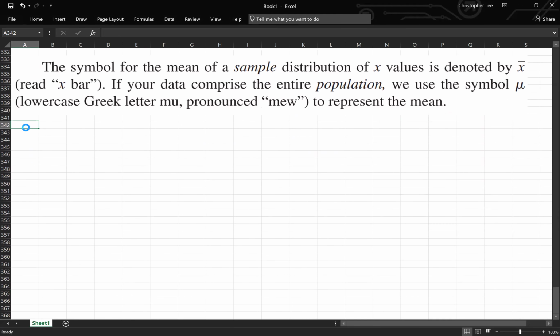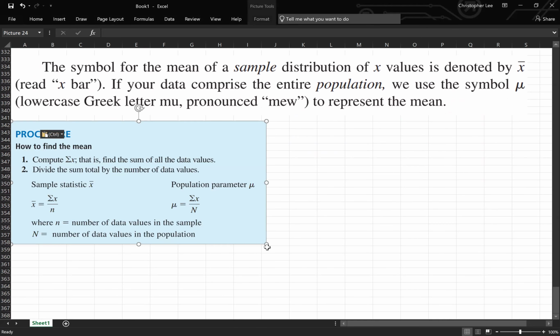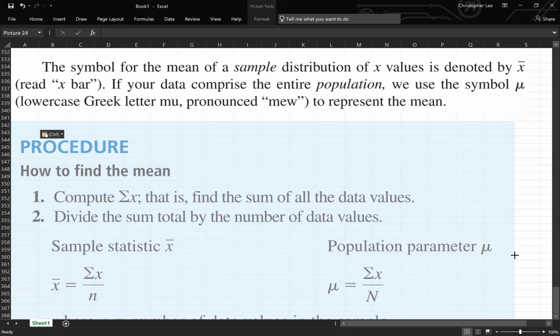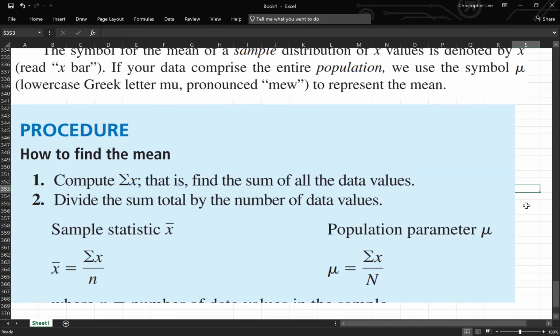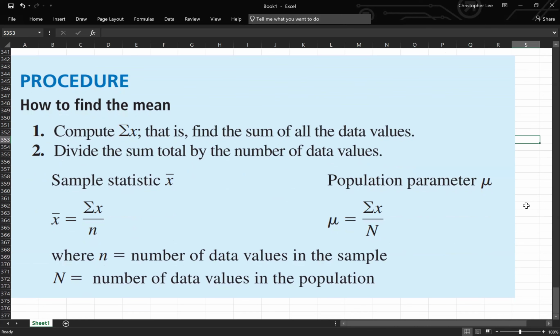Real quick, let me just put this up so we can see. Little procedure, how to find the mean. So compute the sum of X, that is to find the sum of all the data values. That's the first thing that we do to find the mean. After that, we divide the sum total by the number of data values.